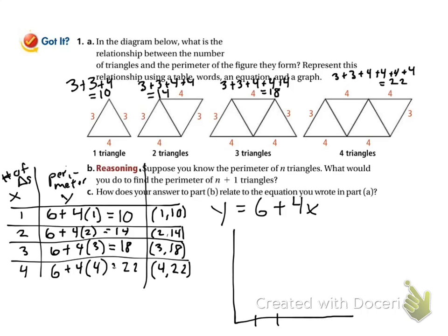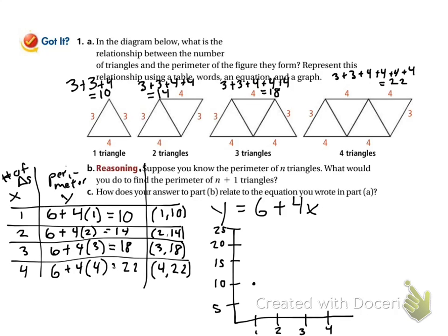So 1, 2, 3, 4. I'll number my graph. And I'm going to go up by 5s here. So 5, 10, 15, 20, 25. So it's not perfect, but it'll get us a good approximation.